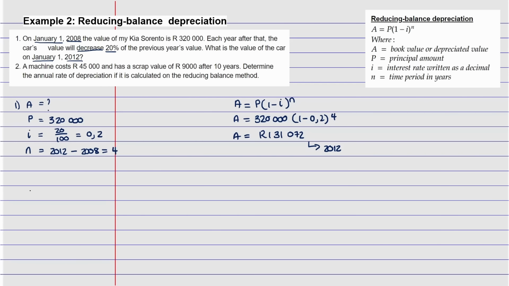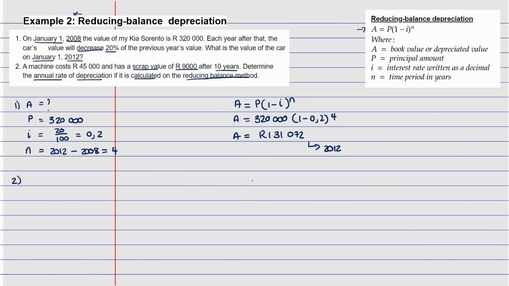So now let's do number 2 of this question here. It says a machine costs 45,000 and has a scrap value of 9,000 after 10 years. Determine the annual rate of depreciation if it's calculated using the reducing balance method, meaning using this formula. That's how you need to calculate it, right?